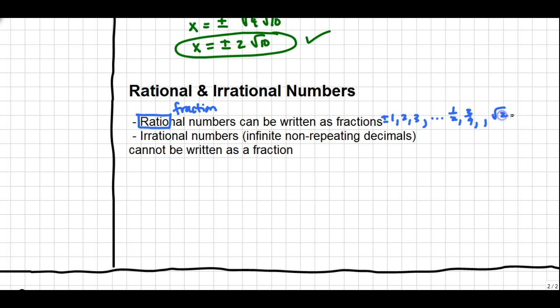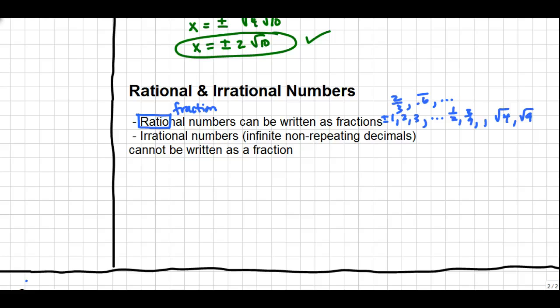Things like square root of 4, square root of 9. In the rational list, we would also include repeating decimals, so like 2/3, which is the same as 0.6 repeating. Those would also be considered rational numbers.